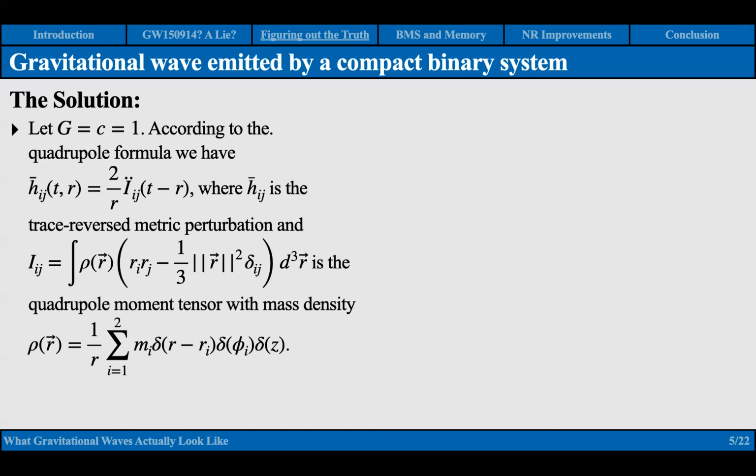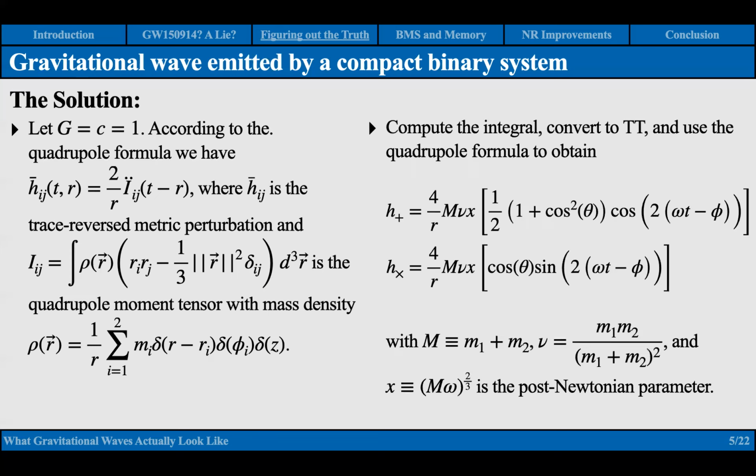Okay, so if you just take this mass density and plug it into the integral and work through this integral with all the delta functions, which isn't too bad, and then you convert to the transverse traceless gauge and use the quadrupole formula to extract the strain, what you obtain is the following. So you get that the plus polarization has this factor of 4 over r times the total mass of the system times the reduced mass nu times this parameter x, which is called the post-Newtonian parameter. It essentially just is related to the angular velocity of the binary.